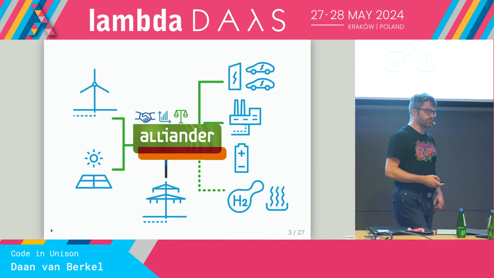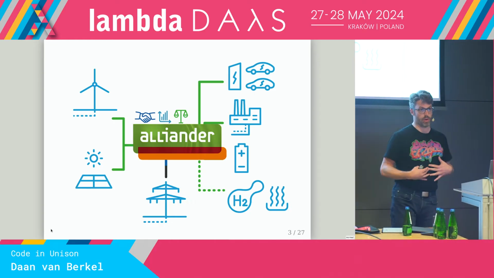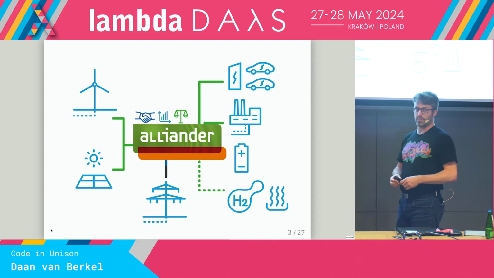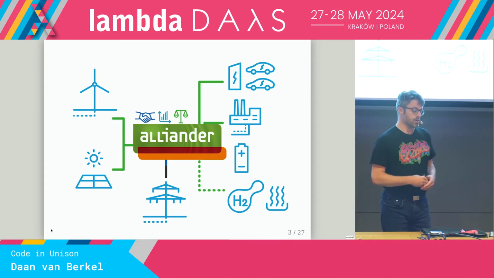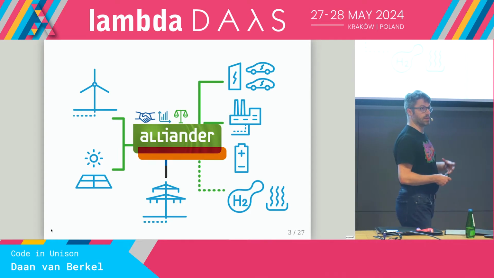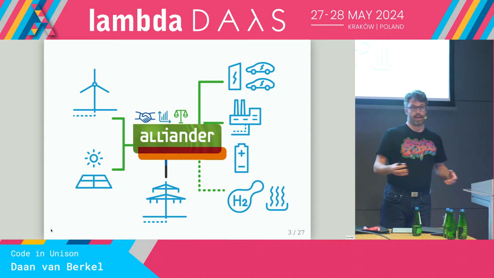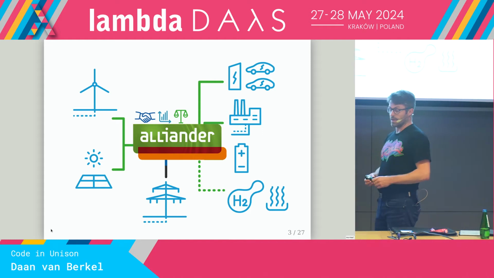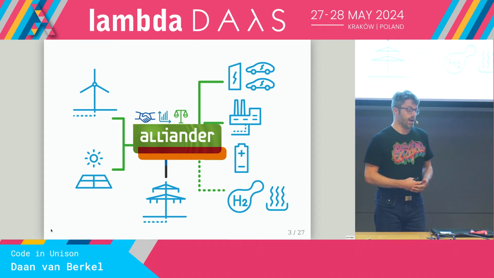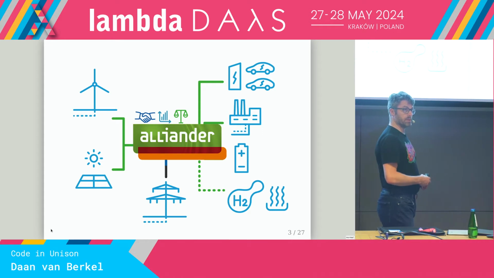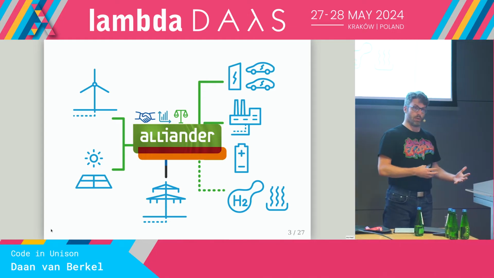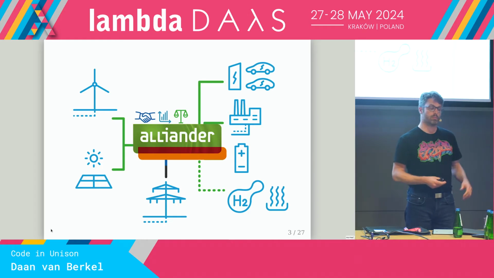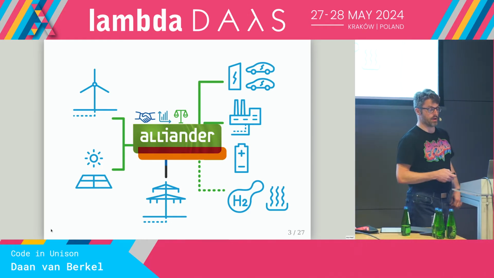So who am I? My name is Daan van Berkel. I'm from the Netherlands. I work for Alliander. I used to work as a software developer. Alliander is a utility company responsible for distributing power and gas in large parts of the Netherlands. And like every utility company, we have a challenge to have an increased energy demand that we have to distribute. And we try to do that with smart solutions. So if you're interested in these kinds of problems, come talk to me because we actually are hiring.